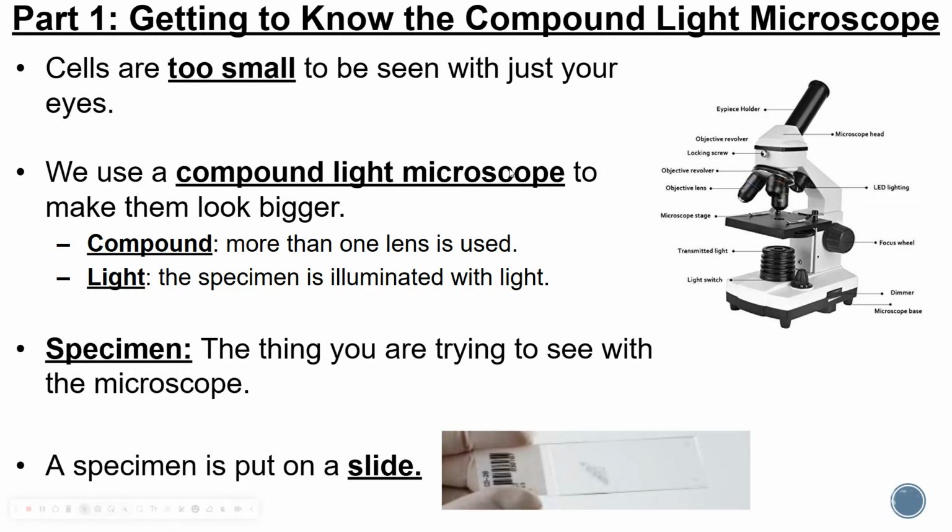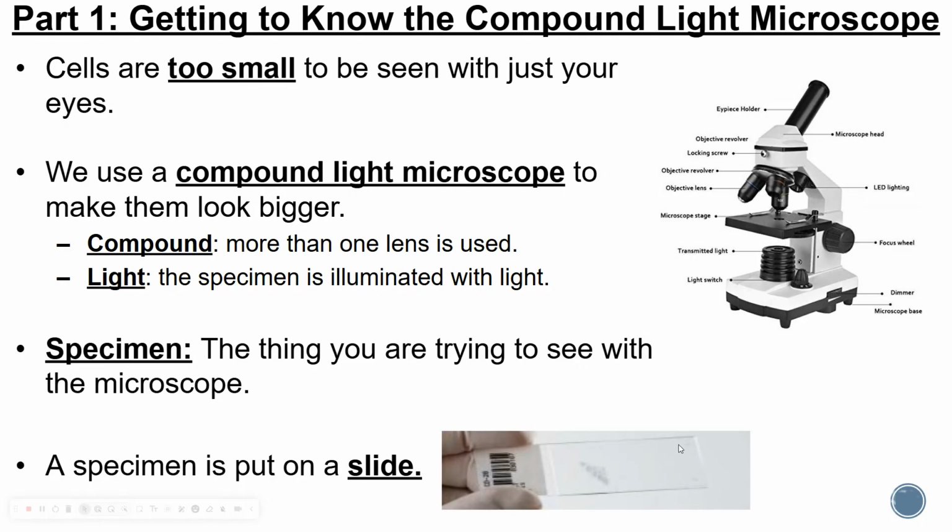There's many different types of microscopes. Some microscopes actually use electrons to view specimen. And there's a really cool one at McMaster you can see one day. But we're going to be using light. The thing you're trying to see, that's called the specimen. So whatever you're trying to observe under here, that's called the specimen.